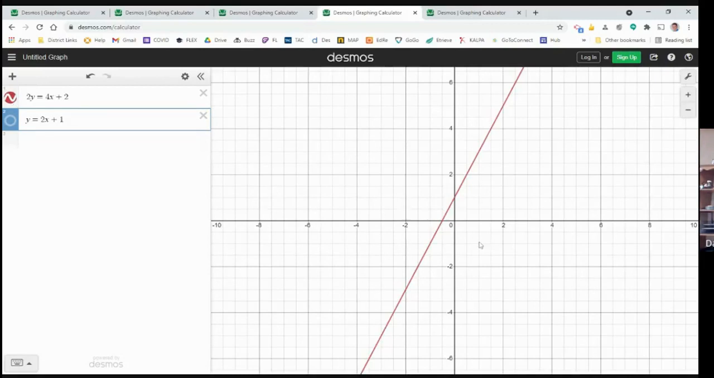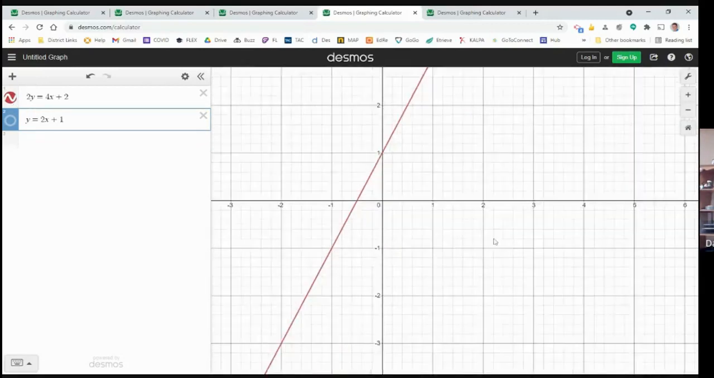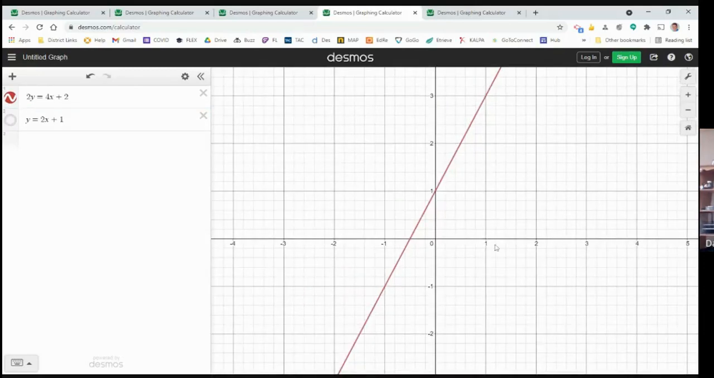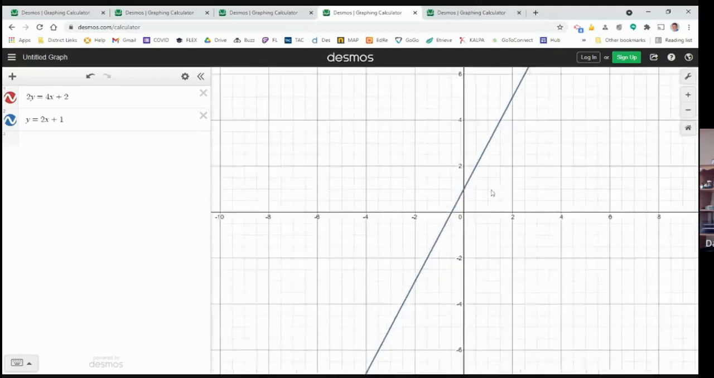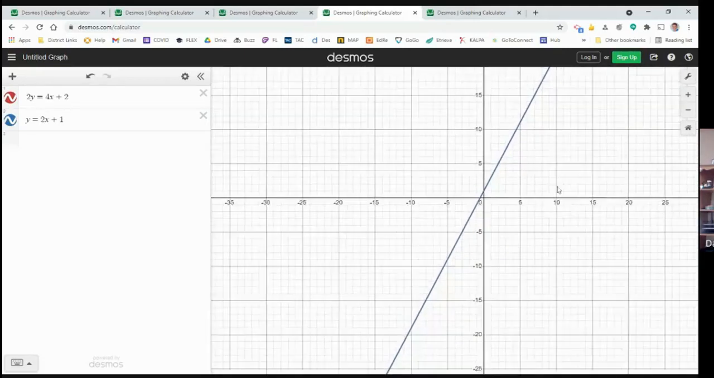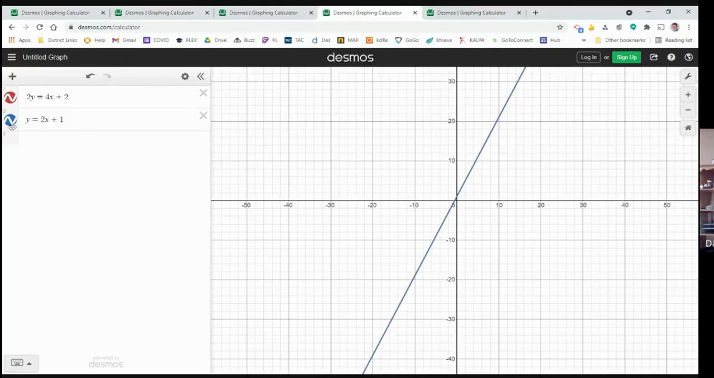Well, here's the graph right there of the first equation, that red one. All right, let me zoom in a little bit. Here's the red one. Now look where the graph is of the blue one when I turn that on. It's the exact same line. That's why we said there was infinite solutions. Where do these two lines cross each other? They cross each other at an infinite number of places. If we zoom out, they're the exact same line all the way.